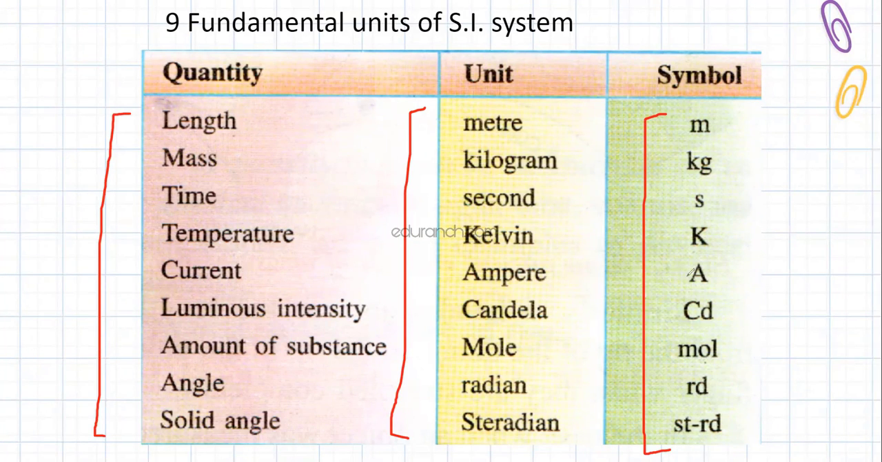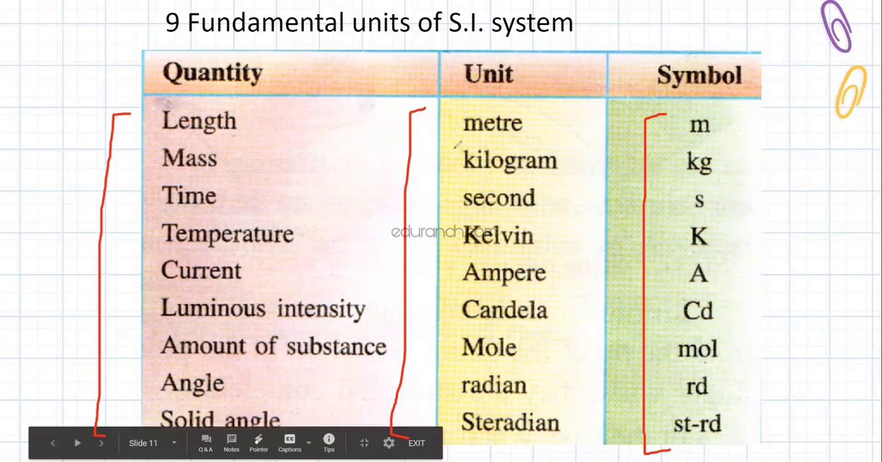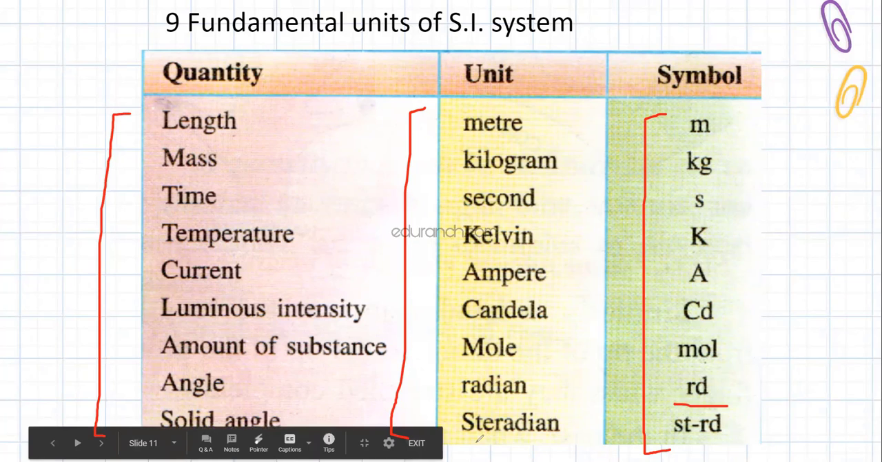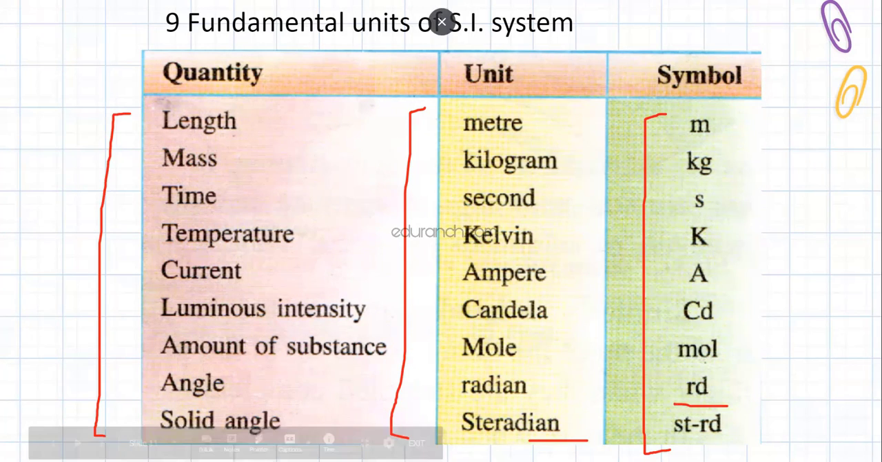Current, ampere, and we write it as capital A. Luminous intensity, the unit is candela and we write it as cd, capital C and small d. Amount of substance, the unit is mole, and the unit symbol is mol, small letters. Angle, the unit is radian, and we write it as rad. Solid angle, it is steradian, and we write it as sr.